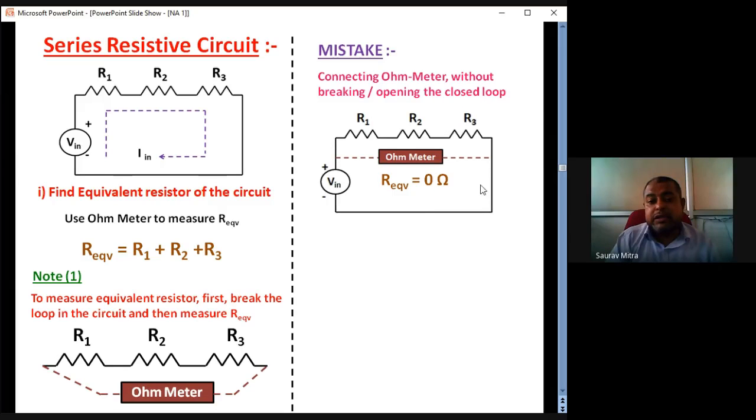First you have made the whole circuit and then you are trying to measure the resistance across R1 and R3. R1, R2, R3 together form the R equivalent. Now you have connected the ohm meter at this point. This point is the same because this is short and all these points are the same. So now you are connecting the ohm meter here. This is going to give you a 0 ohm reading. Same resistance, but it is going to give you 0 ohm. So connecting the ohm meter without breaking or opening the closed loop is going to give you R equivalent as 0.